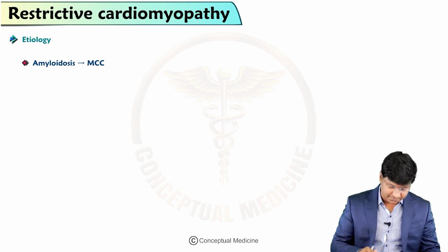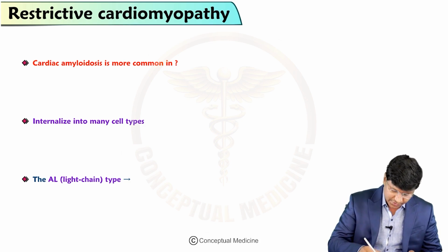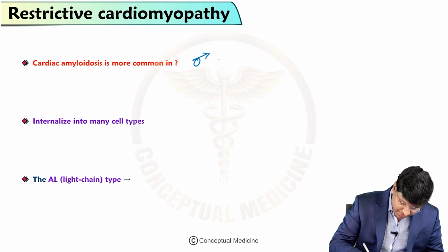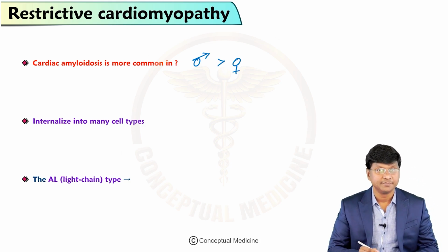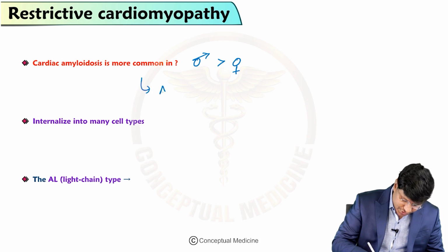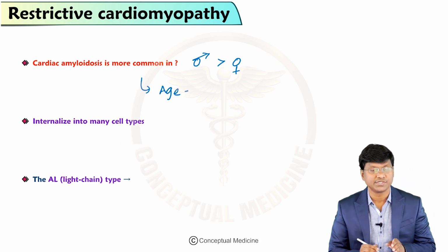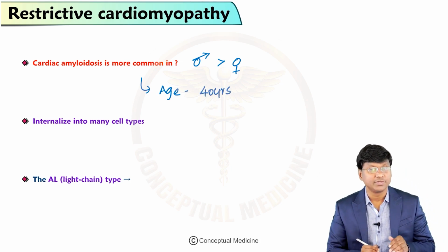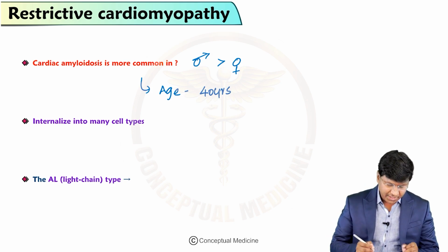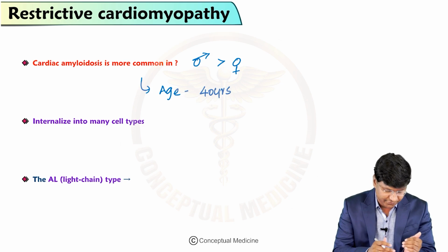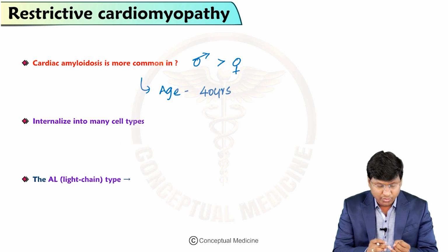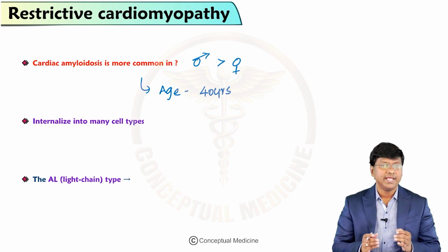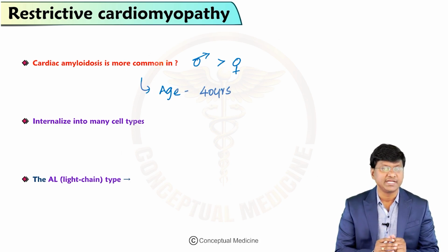This particular cardiac amyloidosis, let me tell you, is more common in men rather than women. The age group at which cardiac amyloidosis develops is around 40 years. Now, the abnormal protein which gets accumulated in cardiac amyloidosis could be a light chain amyloidosis or a heavy chain amyloidosis. Particularly, light chain amyloid proteins are toxic to cardiomyocytes.